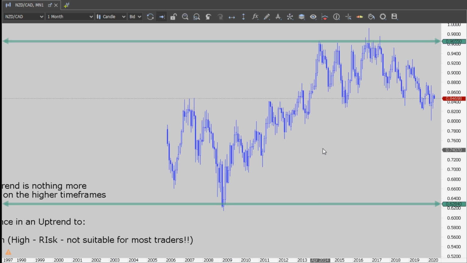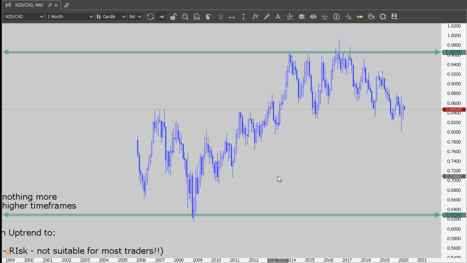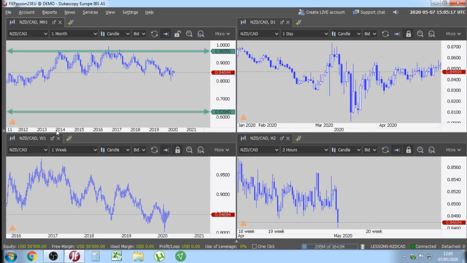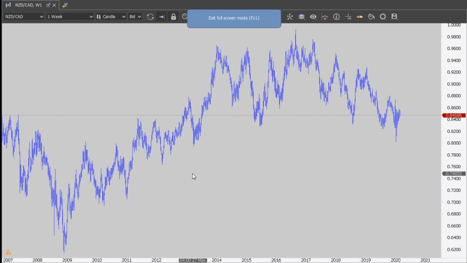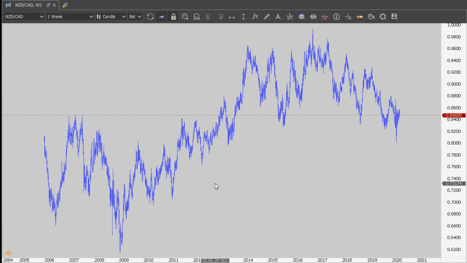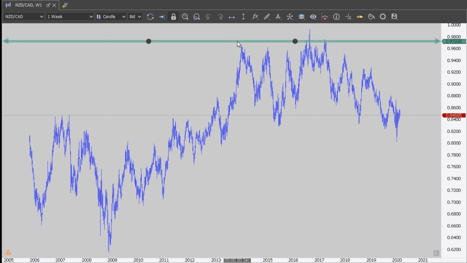Okay, so we're going to use NZD-CAD. Let me check. This is the monthly time frame. How is the weekly time frame positioned? To have more examples, the weekly. Okay, we are going to do this exercise on the weekly time frame.